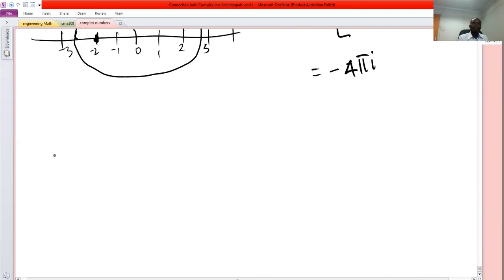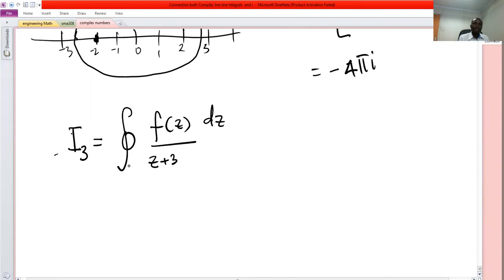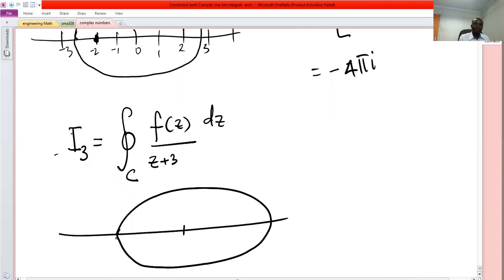So now for the last one, I3 will give us the integral of f of z dz over z plus 3 along C. But remember, the circle is of radius 2.5. So if this is 0, then this is 2.5. So here z equals minus 3. So the point minus 3 is outside the circle, which means that this integral will just be 0.